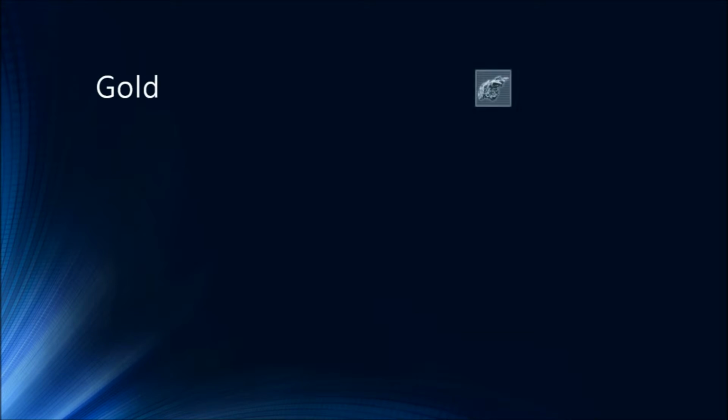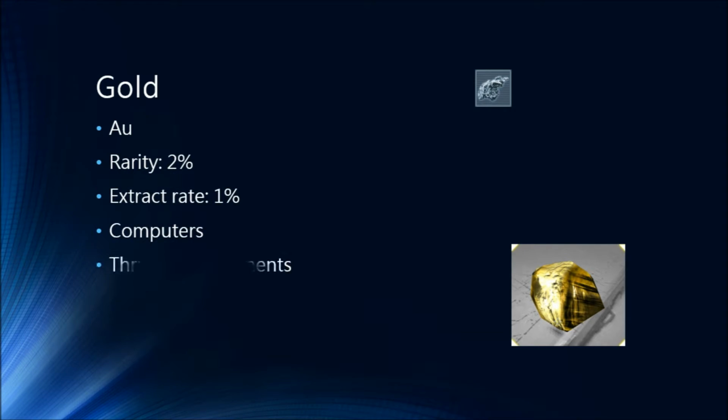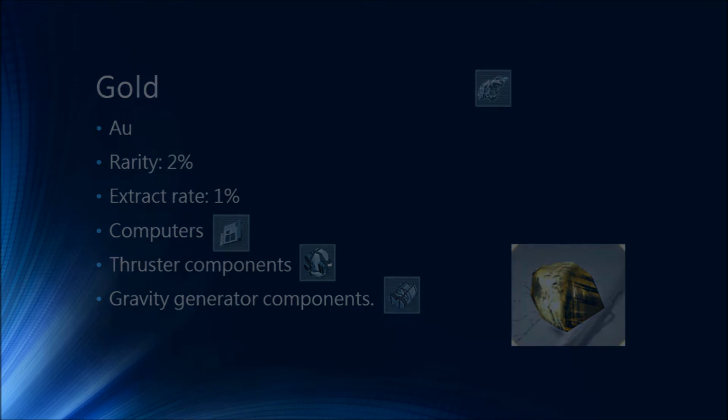Gold, marked Au on the periodic table. Color is gold, rarity is 2%, and refining rate is 1%, mainly used for the manufacture of electronic parts that require good conductivity, such as computers, thruster components, gravity generator components and so on. Monkeys like you cannot understand how wonderful this precious metal is, even if you use your whole lifetime to think. With this perfect conductivity, if the budget is sufficient, I really want to replace the wires of the entire facility with gold.